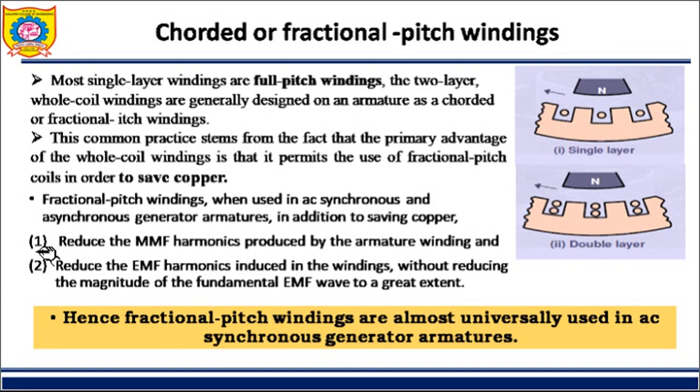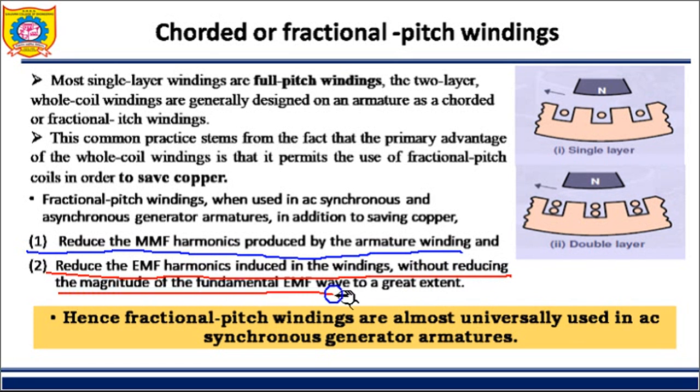Along with the saving of copper, here again two important aspects are there. One, reduce the magnetic force harmonics produced by the armature winding, and reduce the EMF harmonics produced in the winding without reducing the magnitude of the fundamental EMF wave to a great extent.